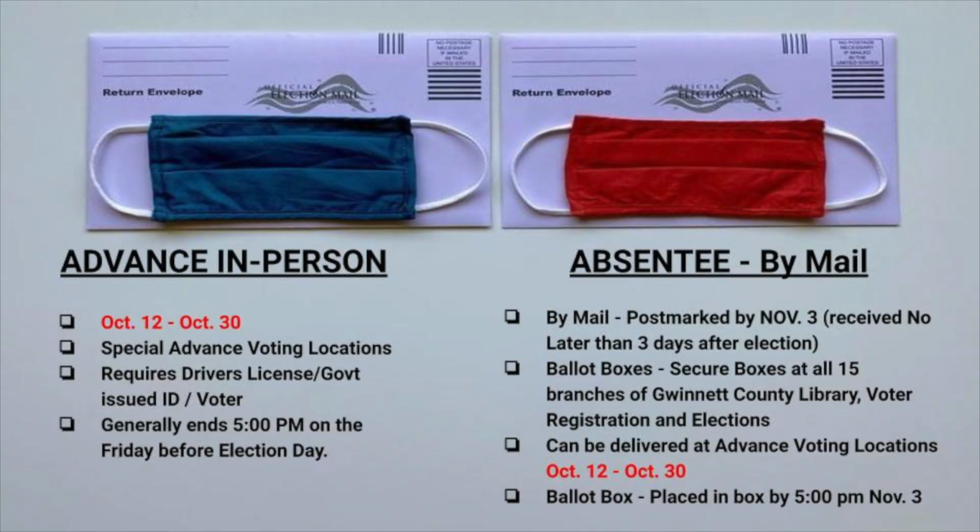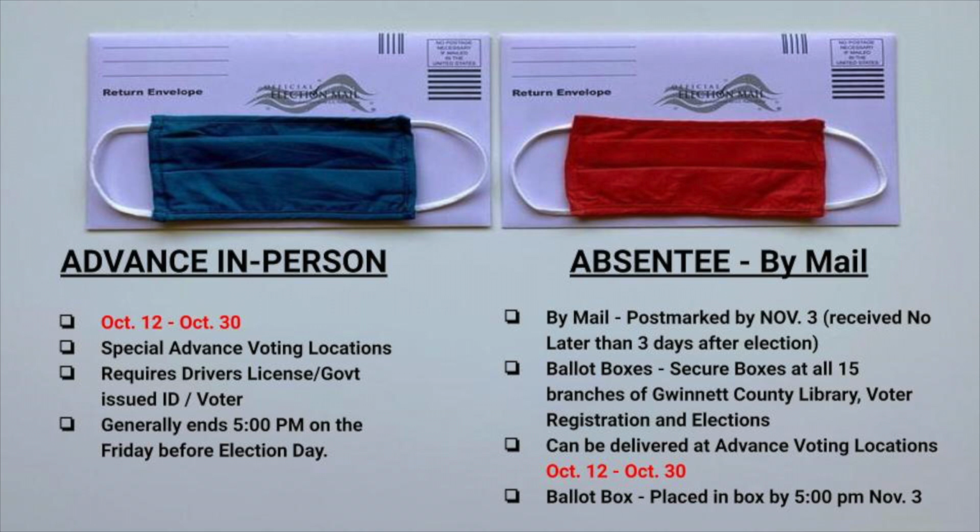So, what is the difference between advance in-person and absentee by mail? For advance in-person voting, also called early voting, you will vote in person using a voting machine at any of the 9 advanced voting locations in the county between October 12th and October 30th. The hours of operation vary, but most, if not all, will be open from 7 a.m. to 7 p.m. For a list of those locations, you will visit the Gwinnett County Board of Elections website. We've also linked a document at the end of this program with a list of resources.